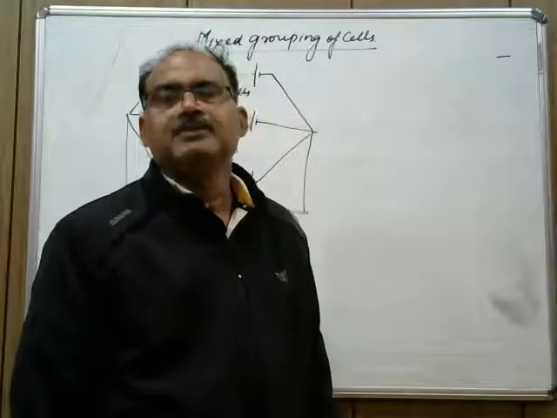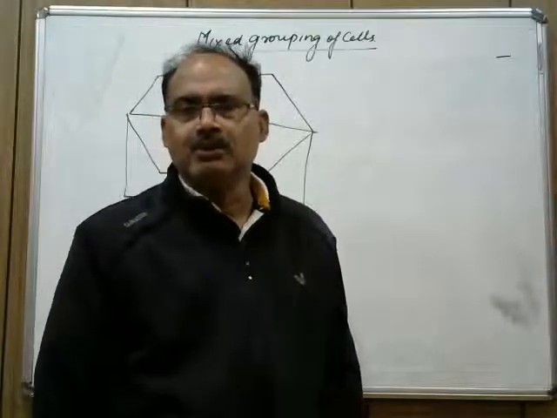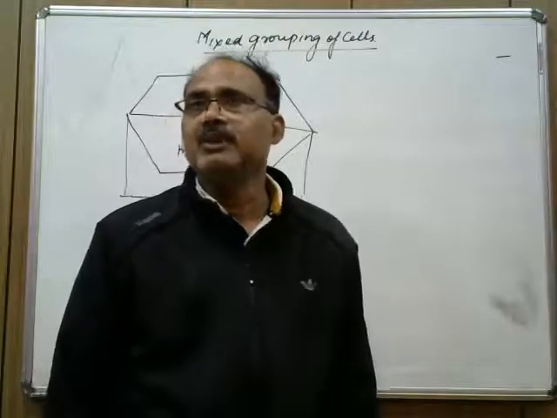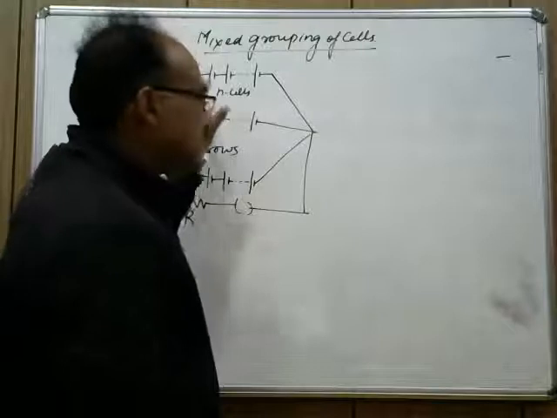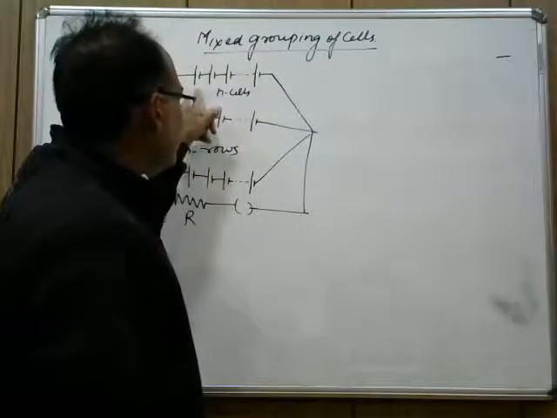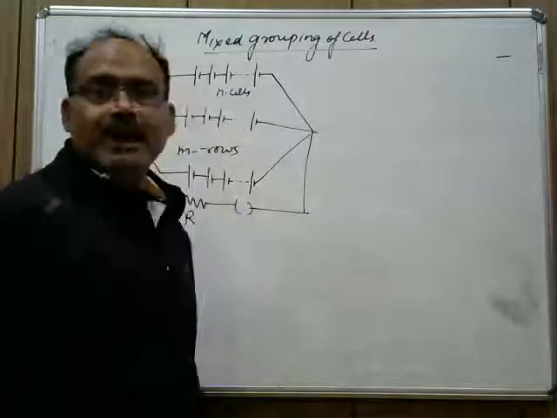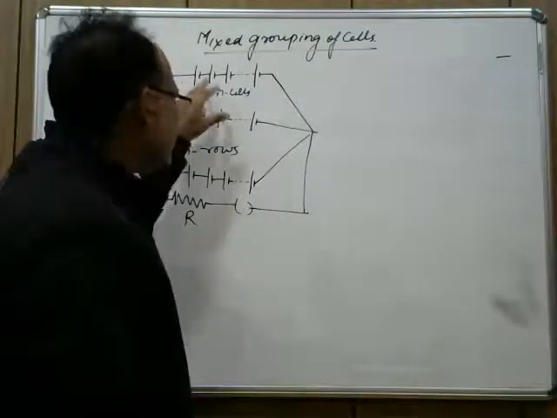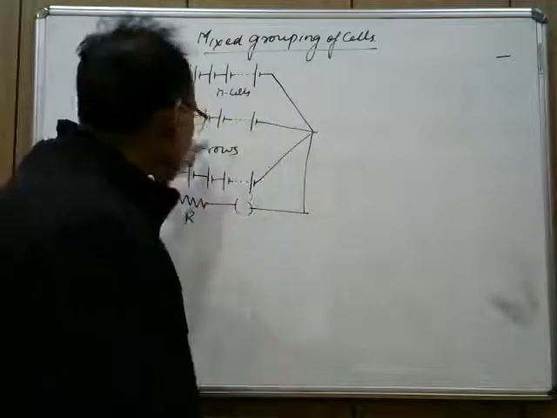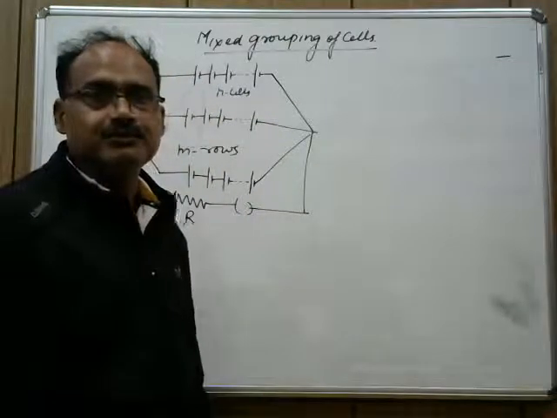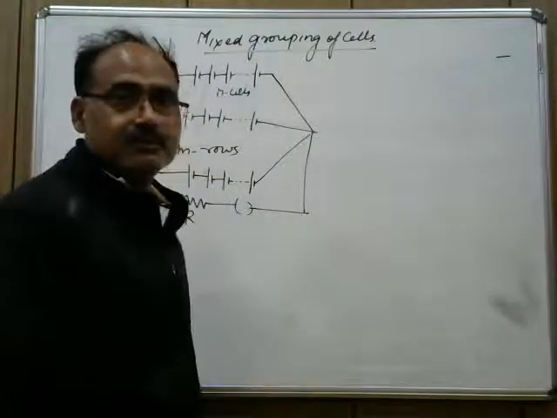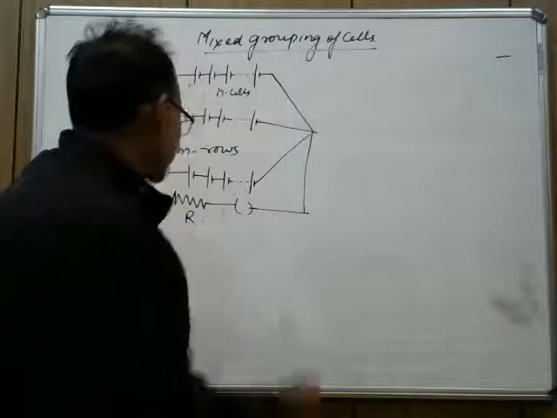Welcome back, boys. Now in this module we will take the combination of cells in mixed grouping. Mixed grouping means that they are in series combination as well as in parallel combination. We have connected one row with n cells, and the EMF of each cell is E, its internal resistance is r, and there are m such rows, which means there are m rows parallel to each other, and the external resistance is R.